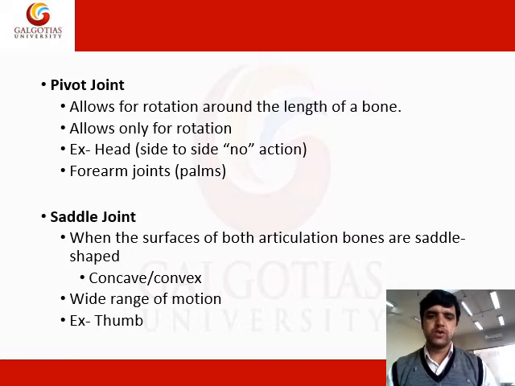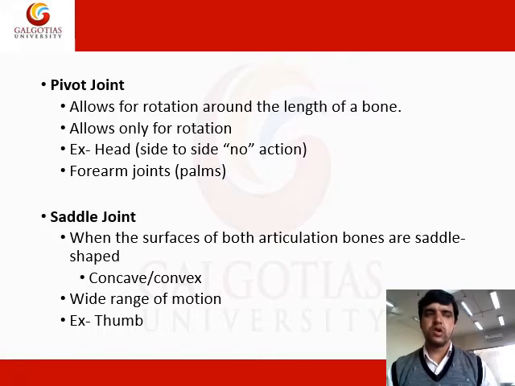Next type of synovial joint is the saddle joint. Basically, these types of joints are formed when the surfaces of both articulating bones are saddle shaped. One surface of the bones will be concave in nature and the other will be convex. So when the joint is formed, it can be perceived as a saddle shape in structure, like how a person riding a horse sits on a saddle. Same way, these types of joint will be saddle shaped.